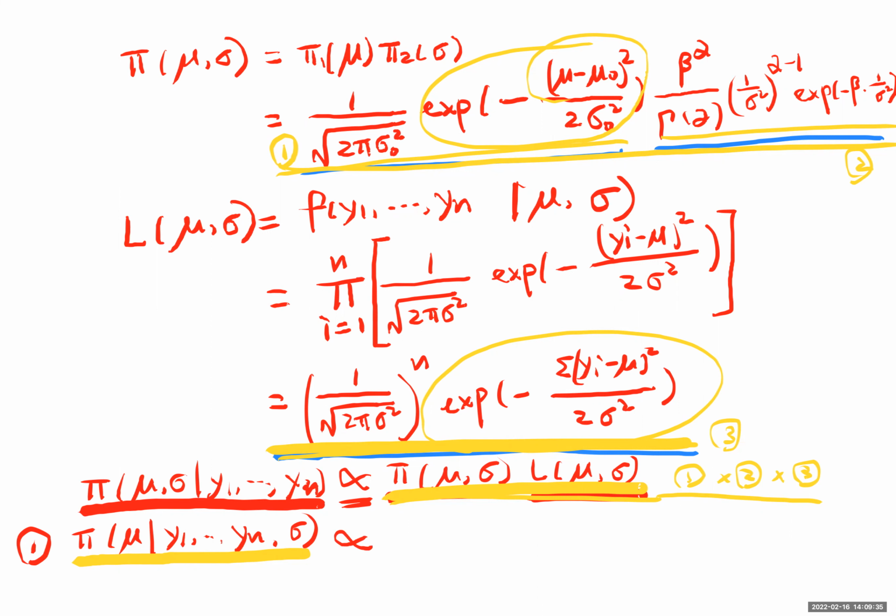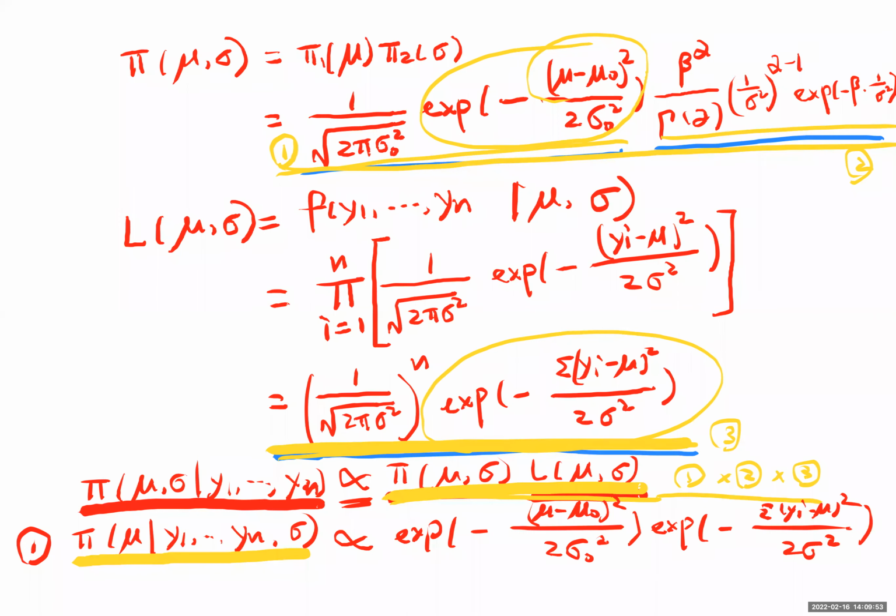Proportional to exp of, from the prior, negative 1 over 2 sigma 0 squared, mu minus mu 0 squared. And then I also have in the exponent, negative 1 over 2 sigma squared, from the joint likelihood, the sum of yi minus mu squared. If you check what we did in the previous chapter, that's exactly what we were left with when we were trying to derive the posterior. So that's why we get exactly the same result as before, in, I guess, equation 14.